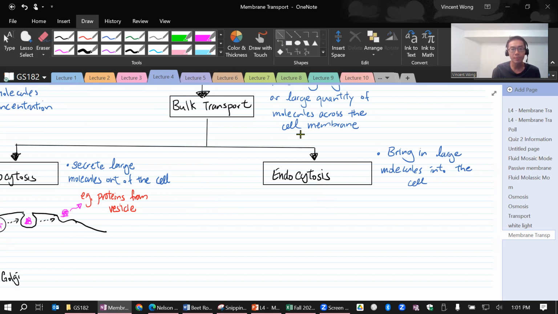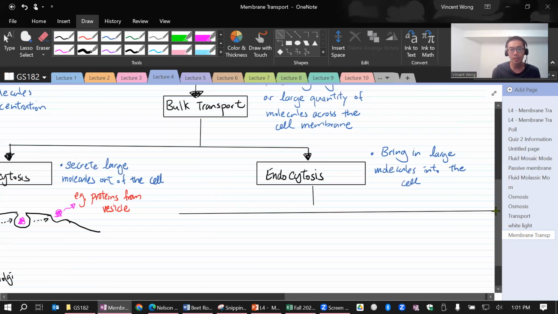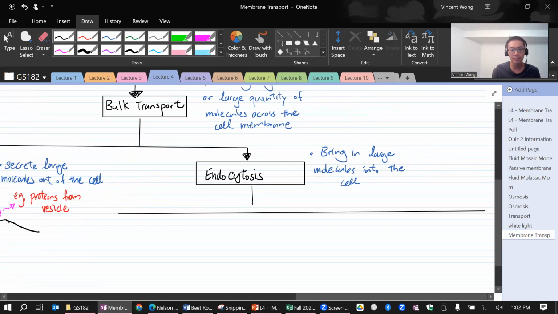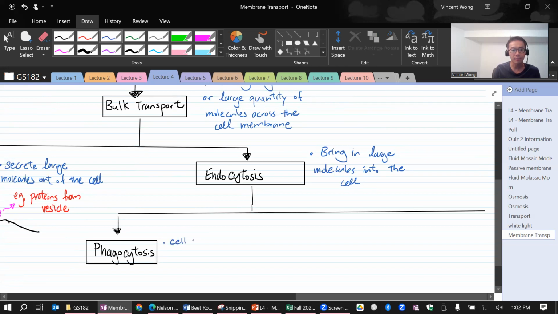So we have 3 types, depending on what and how you are bringing it in. The first type is phagocytosis. Phago means eating. Cyto means cell. So phagocytosis means cell eating. It brings in solid.